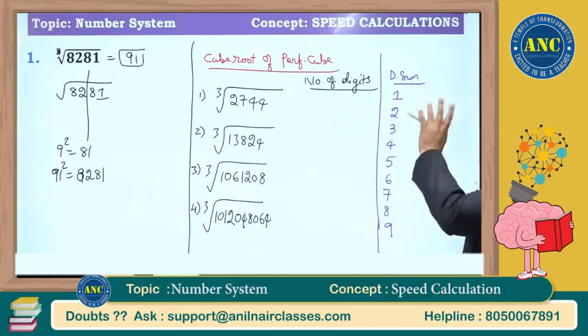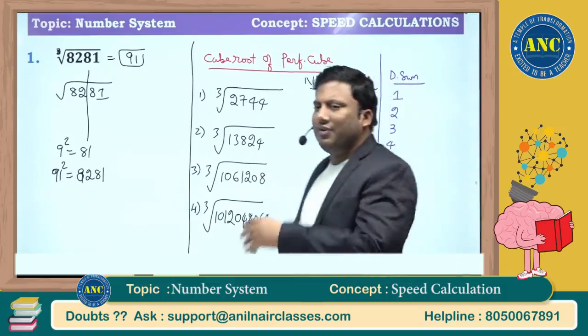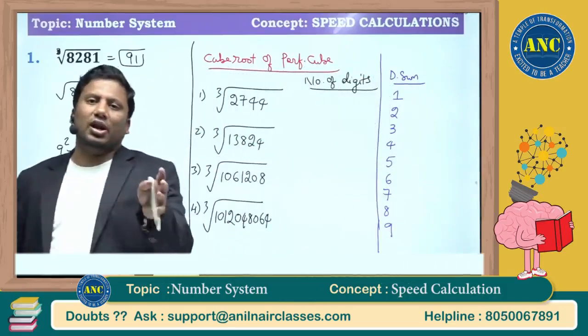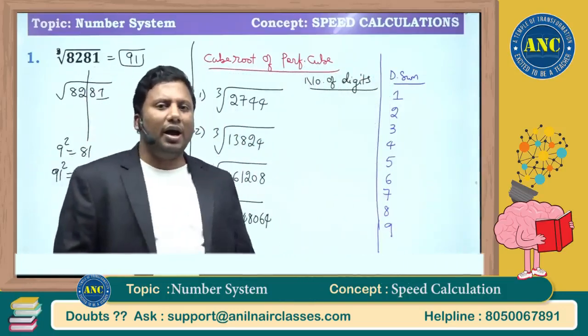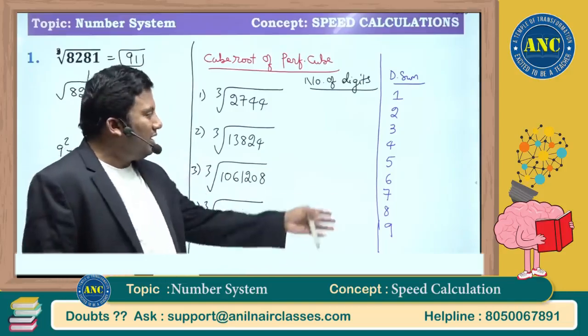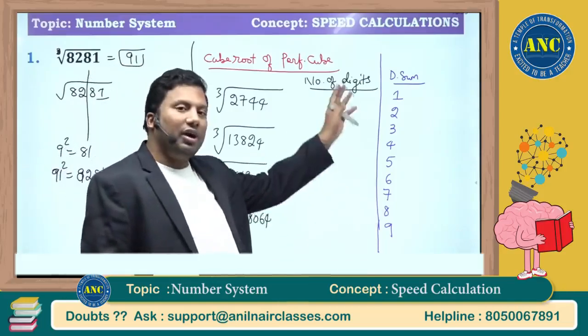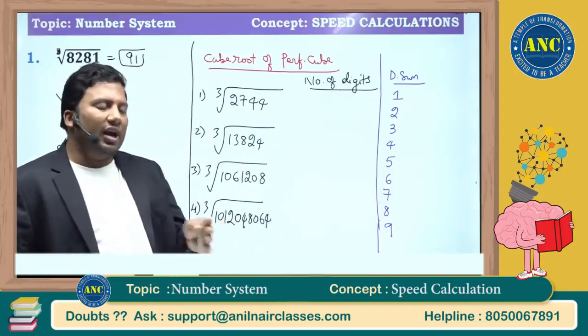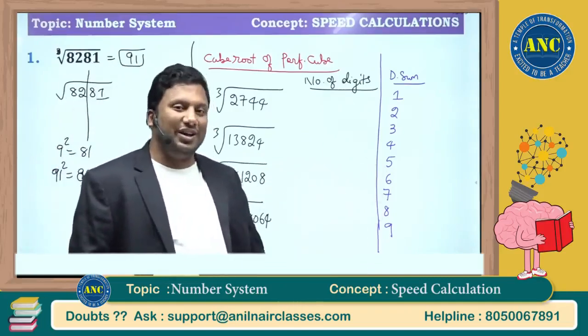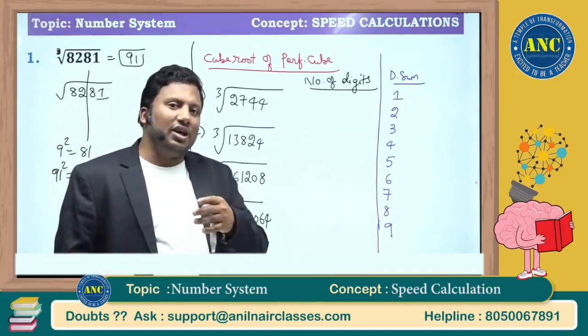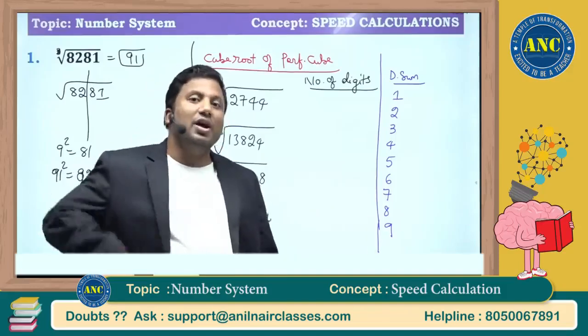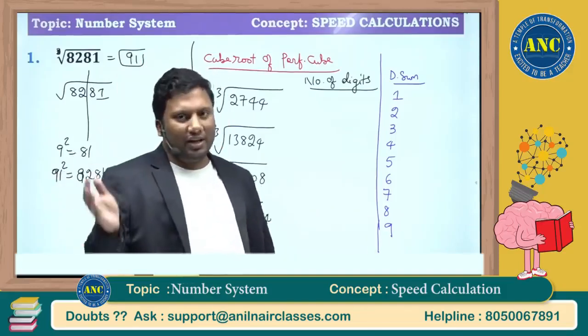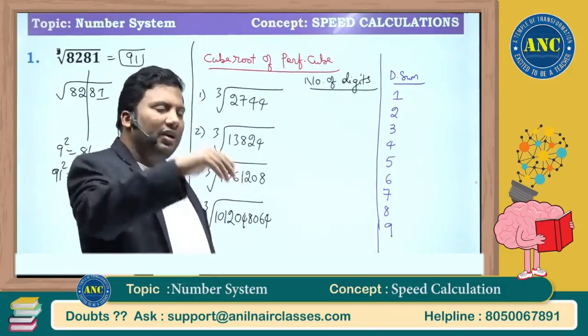These are all the possible digital sums of every natural number. You take any natural number and add the digits till you get a single digit number that lies in any one of these numbers, because you cannot have 0. Digital sum cannot be 0. It is 0 when you divide by 9. That is the divisibility rule.